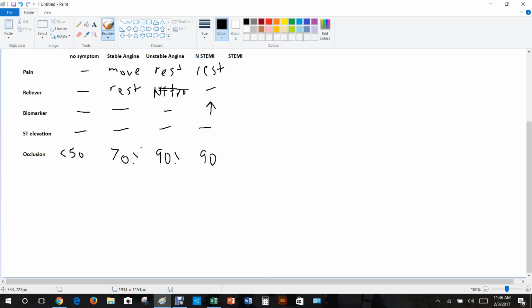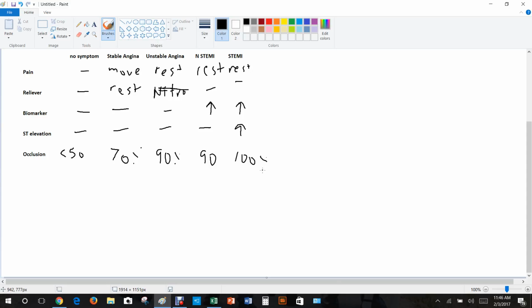Now what about a STEMI? Now this is a really bad one. This is the one where the ST elevation is present, and this is painful even at rest. Nothing relieves it. Biomarkers are going to be increased, whether it's CKMB or whether it's troponin, and there is ST elevation, and the occlusion is 100% occluded. I mean, this is dying. Their heart muscle is dying. So that's kind of the first way to look at it.